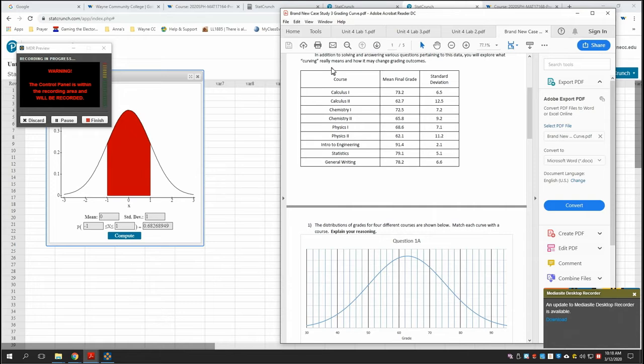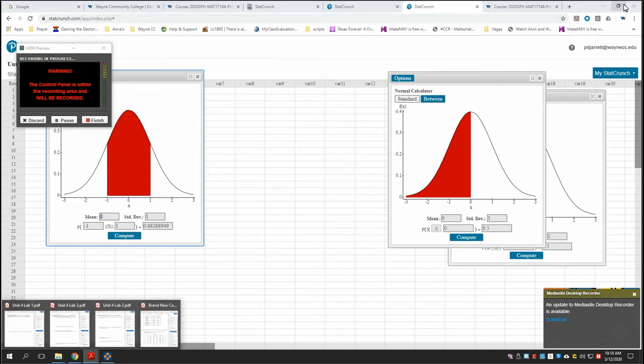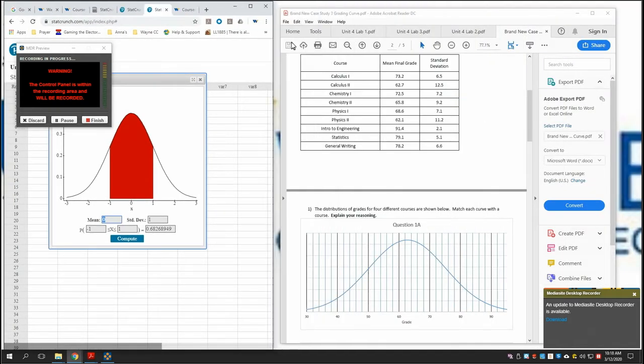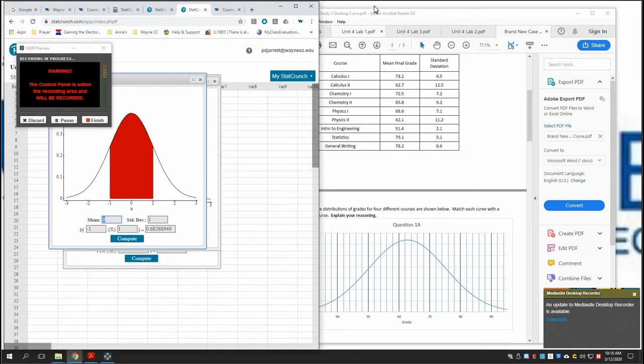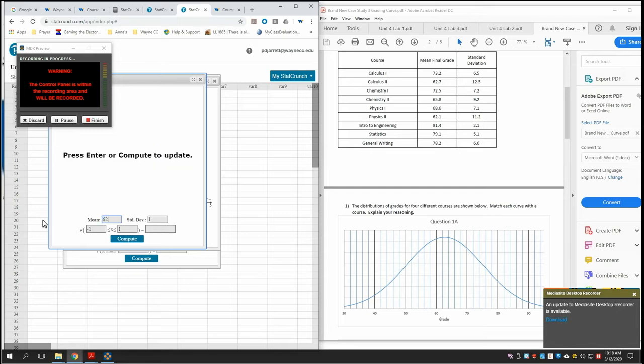Okay, so for question 1A, I'm basically going to be giving you this, it looks like. The mean here is 64, so the mean should be somewhere around 62. I think that's going to be physics. So if we type in the information for physics, Physics 2, a mean of 62.1 and a standard deviation of 11.2, and I can just pick arbitrary values.